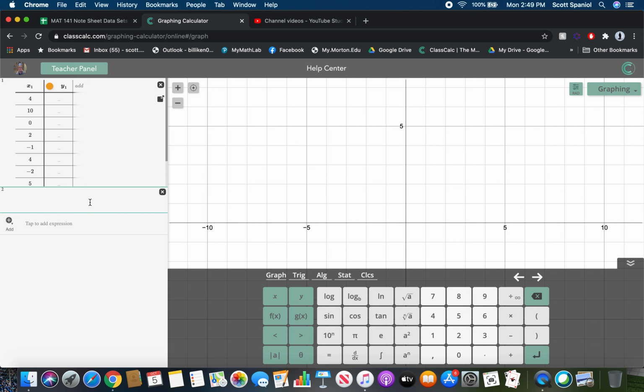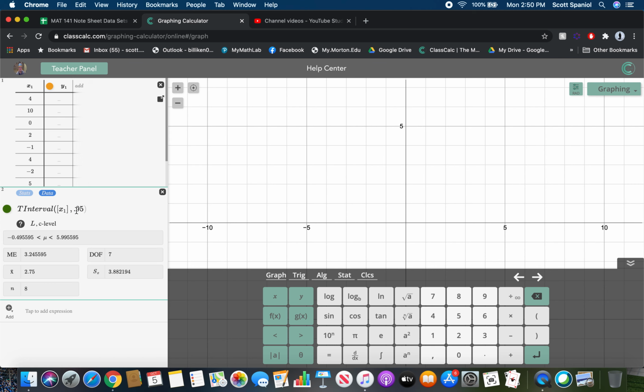And we can do a t-interval in order to approximate, using the data, the mean difference in age between husbands and wives. So we've got x sub 1, and our confidence level is 95%. Okay, so we've got our estimate. Our estimate goes from negative 0.496 to 5.996.